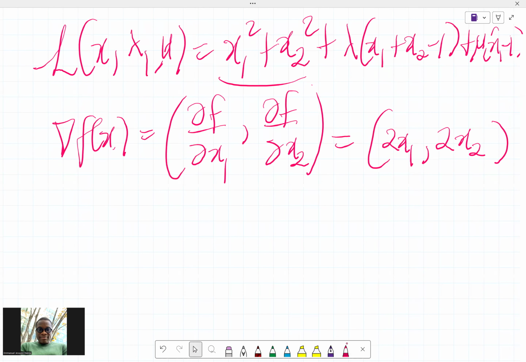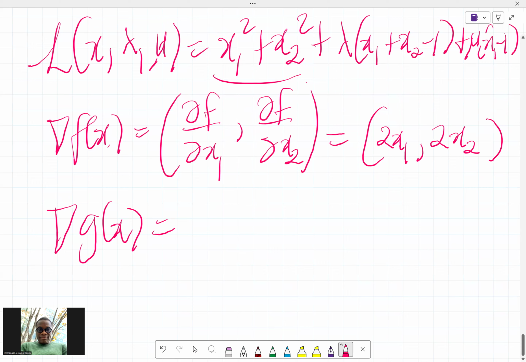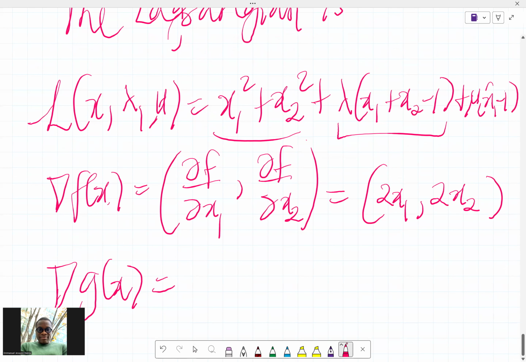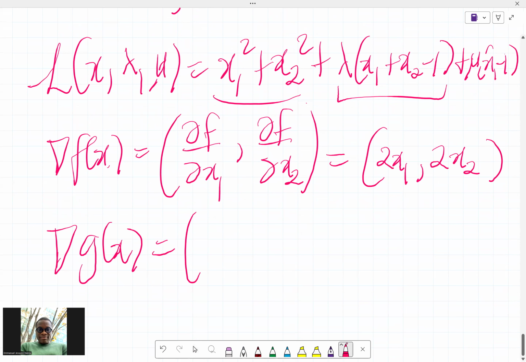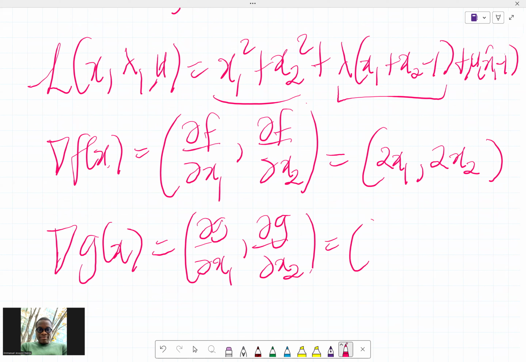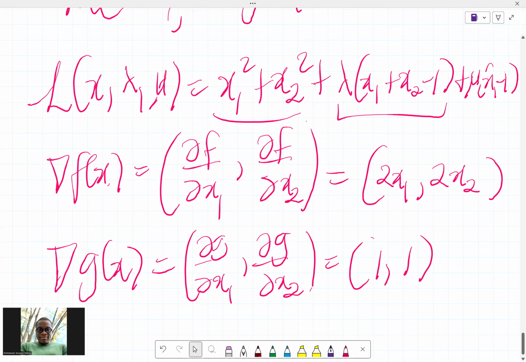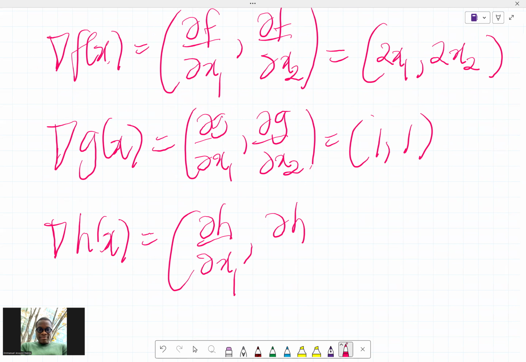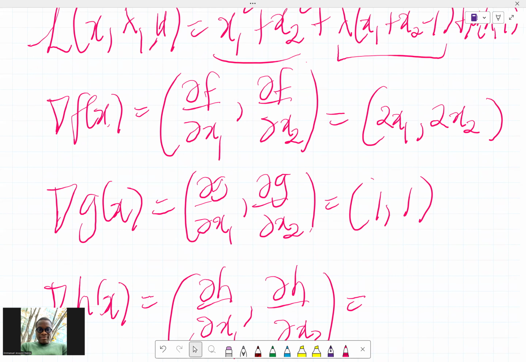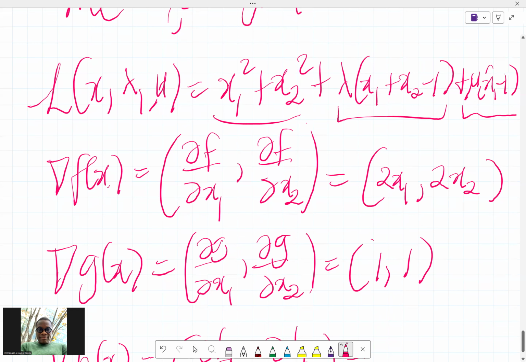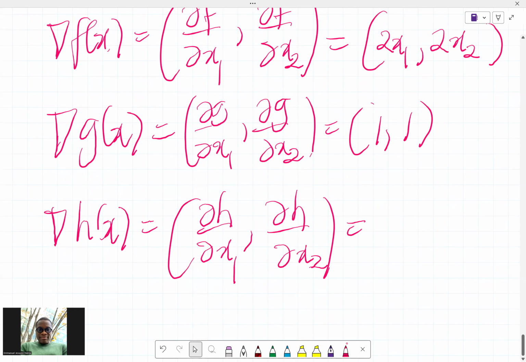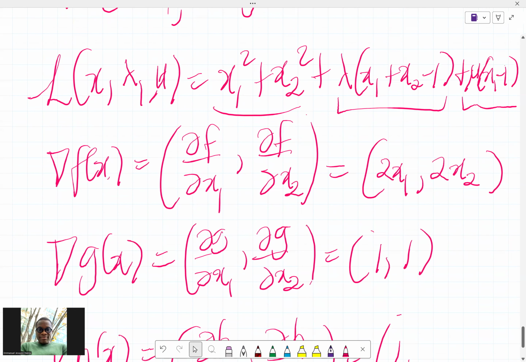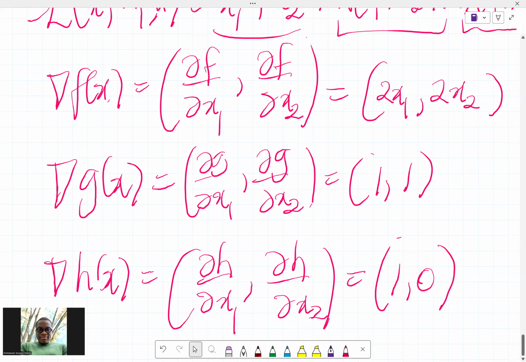And then we have the grad of g of x. Differentiating g of x with respect to x1 and x2, partial g partial x1, partial g partial x2, is equal to 1, comma 1. Lastly, we have the grad of h of x, partial h partial x1, comma, partial h partial x2. Differentiating x1 minus 1 with respect to x1 gives 1. There's no x2 there, so that will be 0. Okay, we get those two.